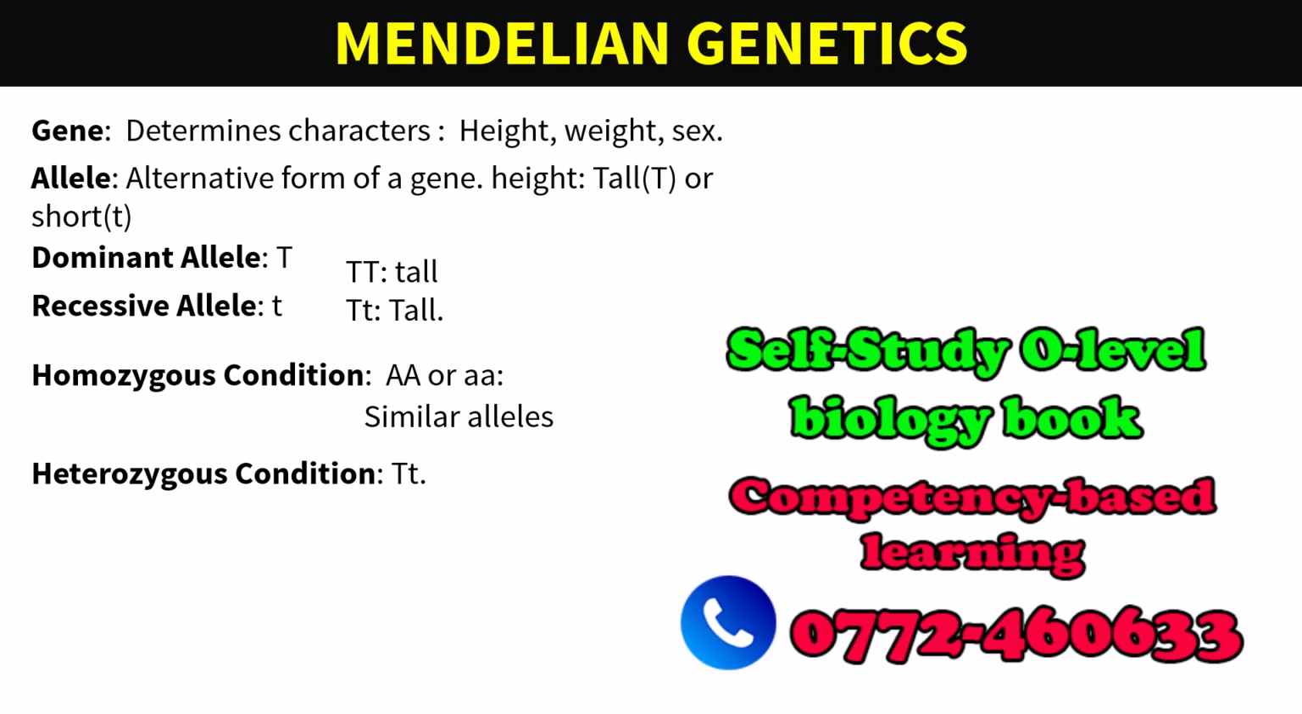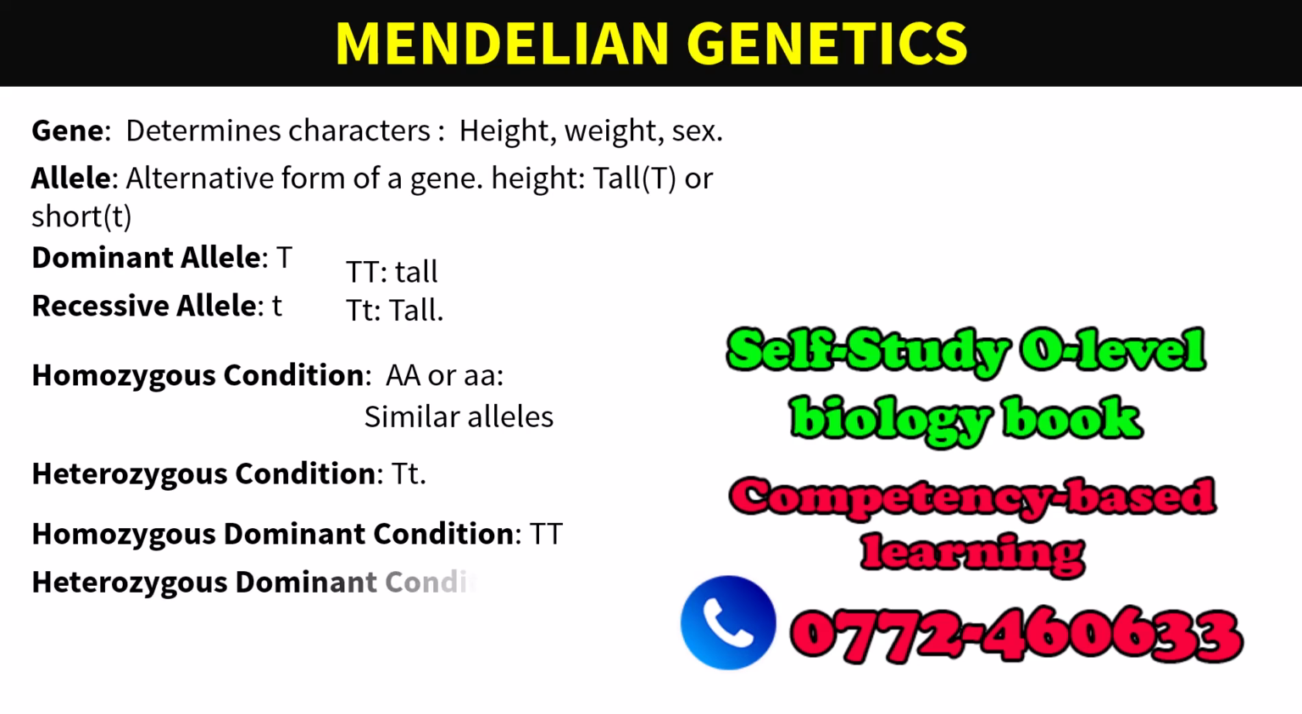Homozygous condition, a genetic state where an individual has 2 identical alleles for a particular gene, double dominant or double recessive. Heterozygous condition, a genetic state where an individual has 2 different alleles for a particular gene. Capital T with capital T, homozygous dominant condition. Individual has 2 copies of the dominant allele, capital T, capital T. Capital T with small t, heterozygous dominant condition. An individual has 1 dominant and 1 recessive allele, but the dominant trait is expressed.